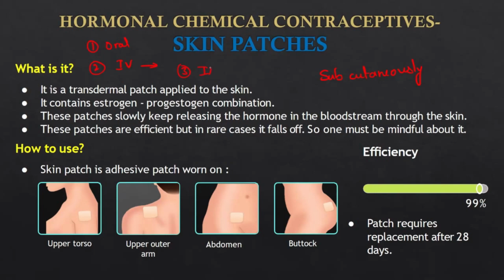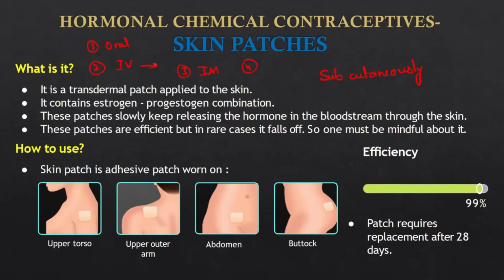And the third one is IM, intramuscular. So you are giving the drug to the muscular tissue, where the muscles are present. You can say the buttock region or upper arm. And the fourth one is subcutaneously or epidermally. That means you are giving patches onto the skin, or you are giving the drug directly into the epidermal layer or subcutaneous layer.